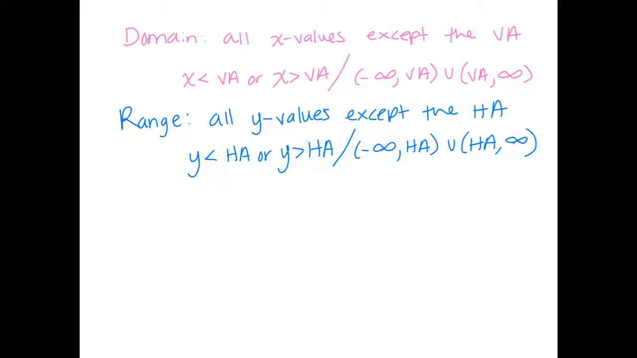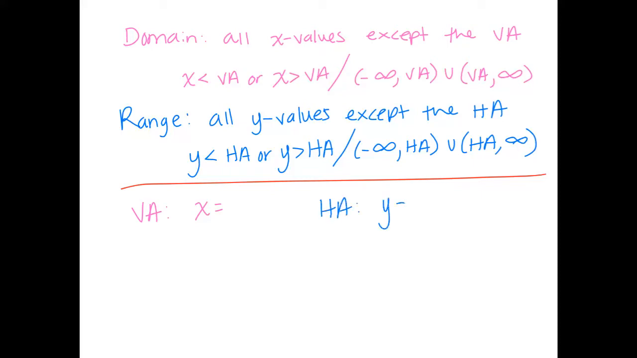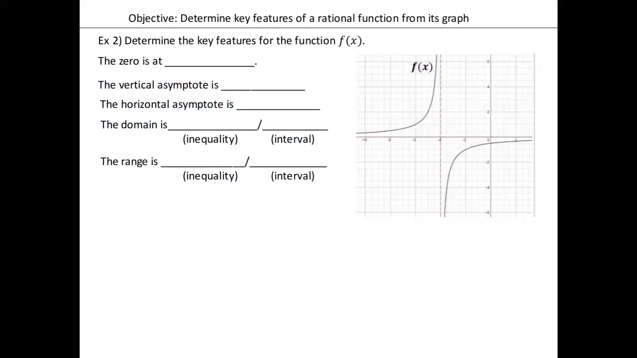And then we also have the equations. The vertical asymptote is always going to be an x equals, and the horizontal asymptote is going to be a y equals. So I can see x equals, that goes with the domain of x's, and then the horizontal has a y equals, that goes with the range of y's, okay? So you can go ahead and try this next example. Well, actually, let me just go over this one.